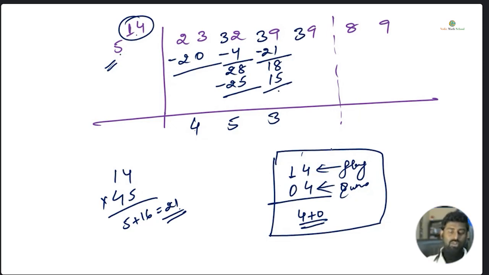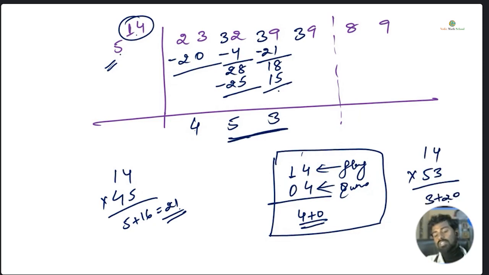Now tell me, which ones will we take? 14 and 53, these last 2 digits. You leave this one, because we take only 2 digits. 3 1s are 3 plus 5 4s are 20. So 3 plus 20 is 23. Subtract 23 from here. So 39 minus 23 is 16. 1 carry over. So this one I'm writing here.